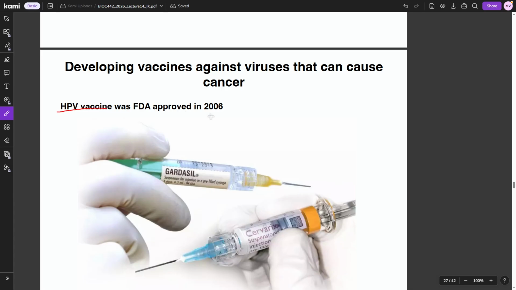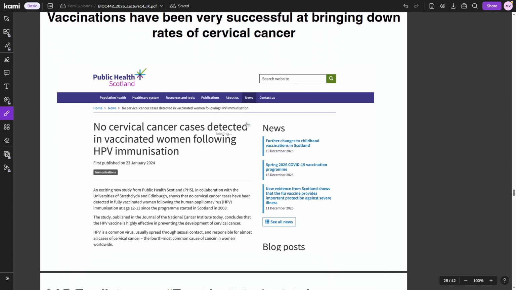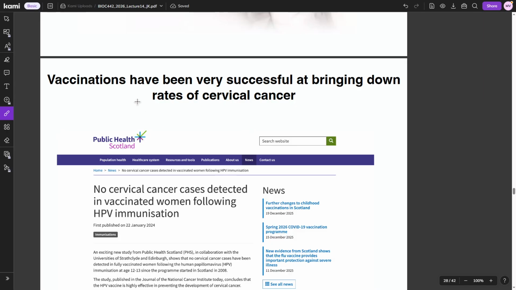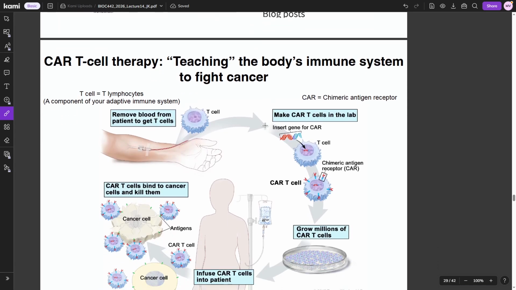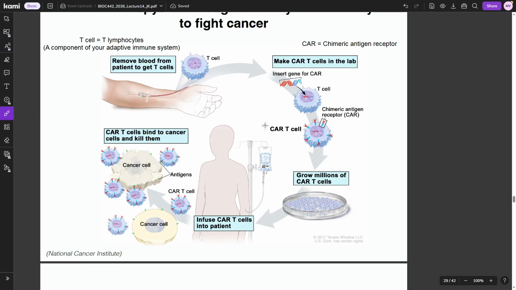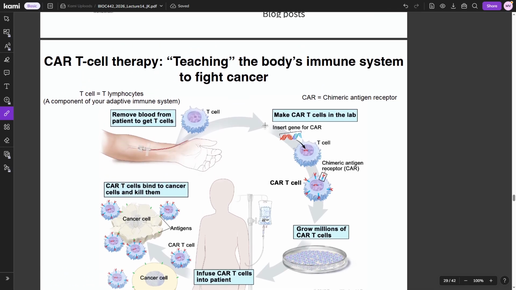HPV vaccine, yay, 2006. But yeah, vaccines have been really helpful for bringing down rates of cervical cancers. That's always fun. There's also CAR T cells. Yeah, these are really interesting.